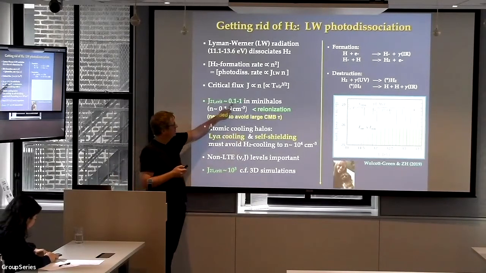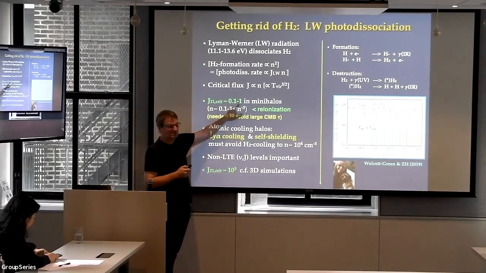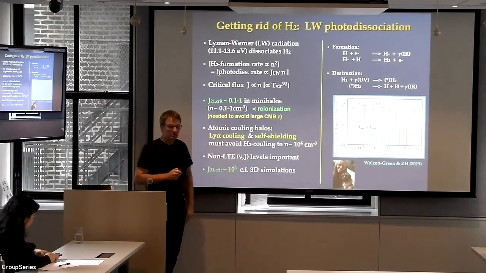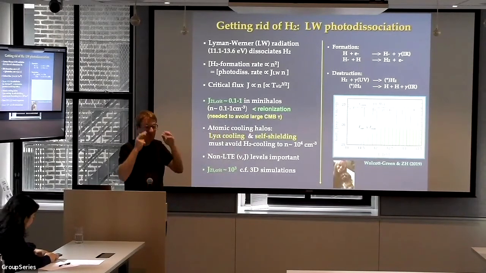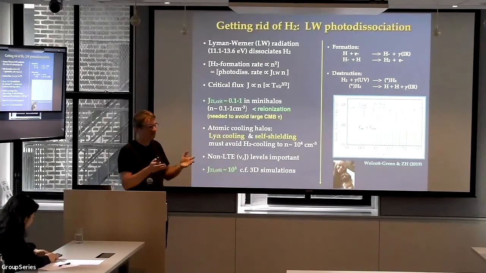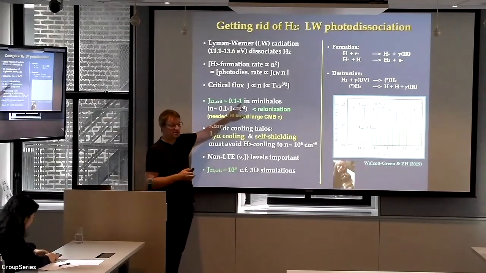This number, J21, don't worry about the units. It's in some units. If you haven't seen it, it doesn't matter. It's some number, 0.1 to 1, but in the same units, if you want just to compare it to reionization, if you want to emit 1 12 eV photon per hydrogen atom, which is required for reionization to happen, that would be 10 in these units. So this is a background level that's well before reionization.